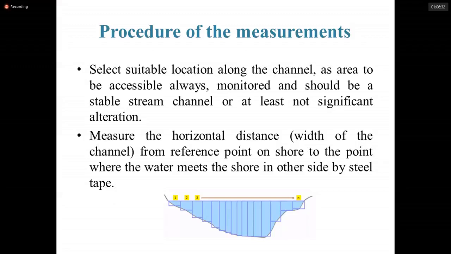Then measure the horizontal distance. It means the width of the channel from a reference point on the shore to the point where the water meets the shore on the other side, by steel tape. So we have to select a site, then measure the total horizontal distance of the channel by using the steel tape.